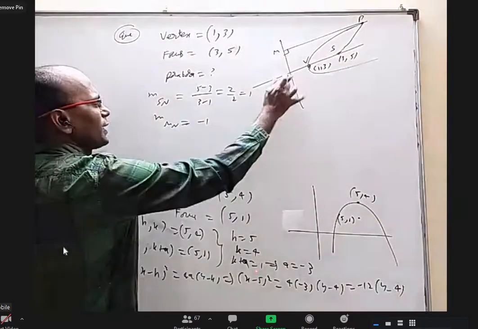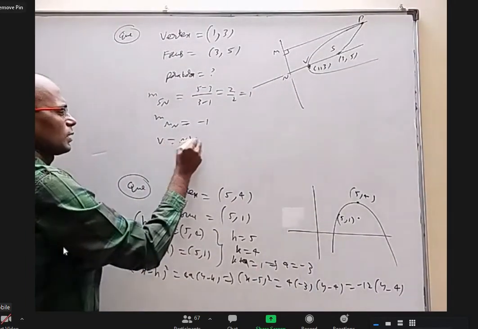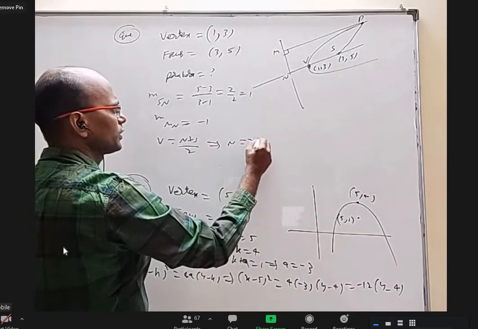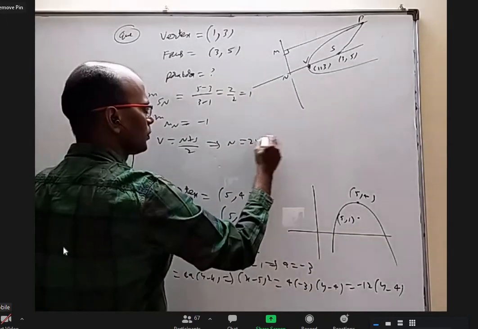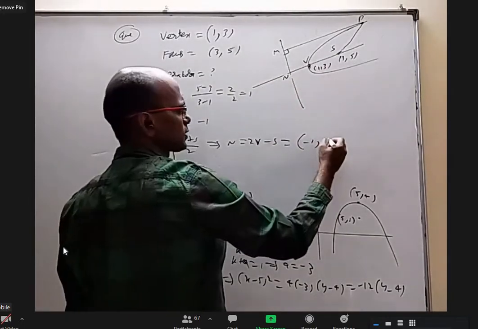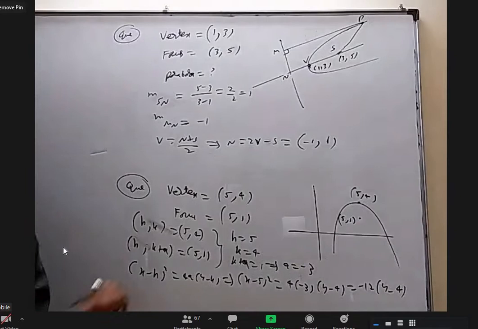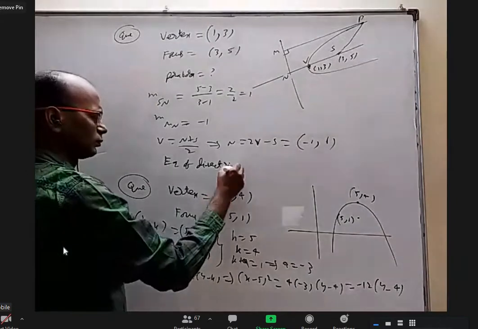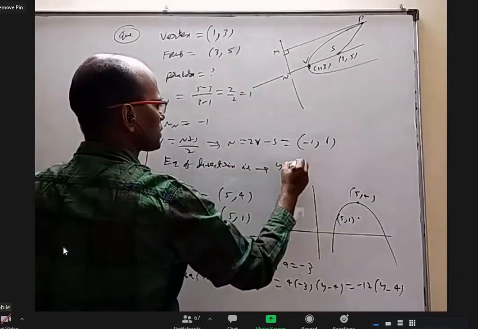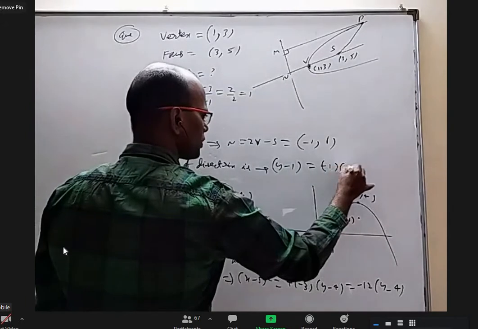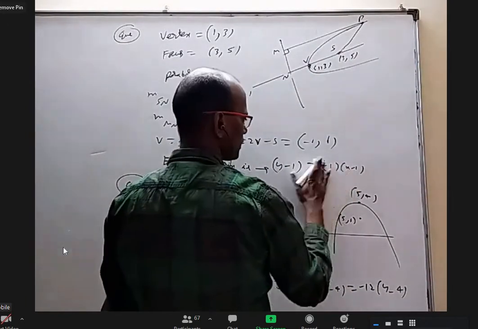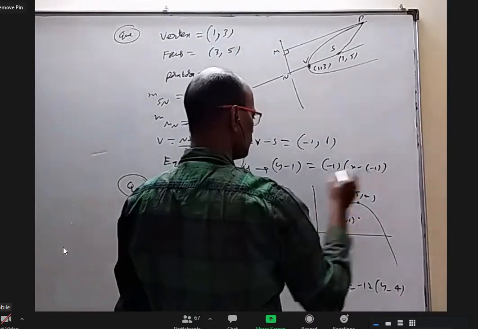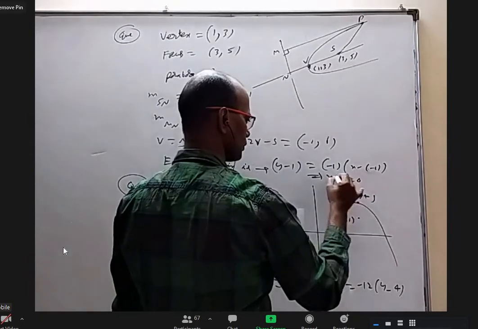Okay, next, what is this point N? It is midpoint. So V is equal to N plus S by 2. So if I want N, it will be 2V minus S. Double of the midpoint minus this, 2 minus 3 minus 1, 6 minus 5, 1. Okay. Now, what is the equation of directrix? y minus 1 equal to minus 1 into x plus 1, x minus minus 1. So that is basically x plus y equal to 0.